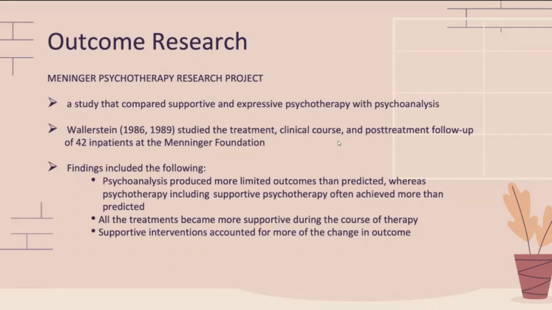And then their findings included the following. Psychoanalysis produced more limited outcomes than predicted, whereas psychotherapy, including supportive psychotherapy, often achieved more than predicted. And then all the treatments became more supportive during the course of therapy, and supportive interventions accounted for more of the change in outcome.